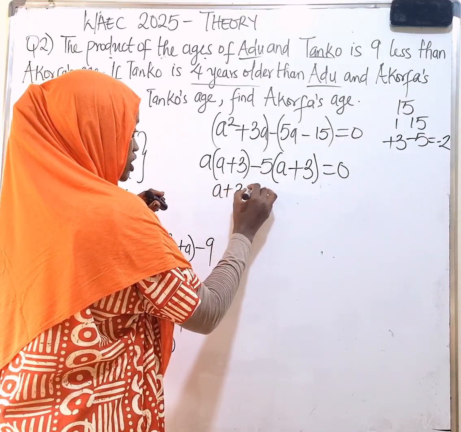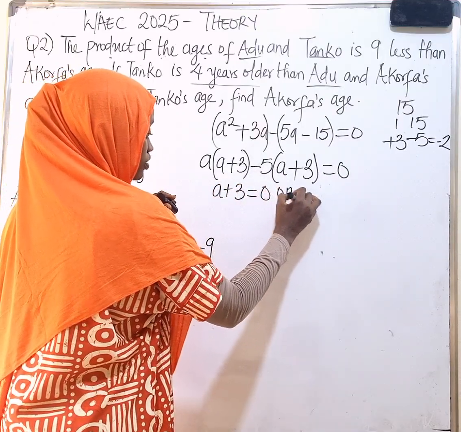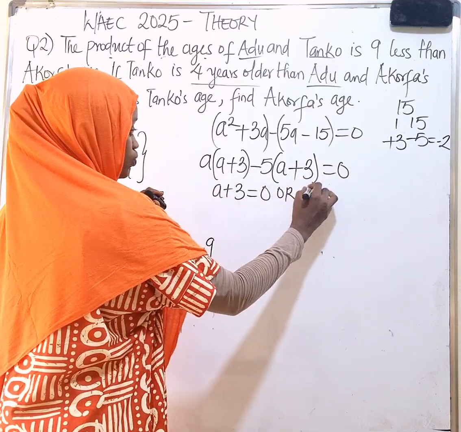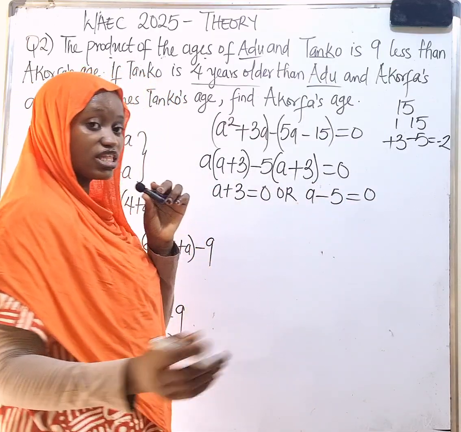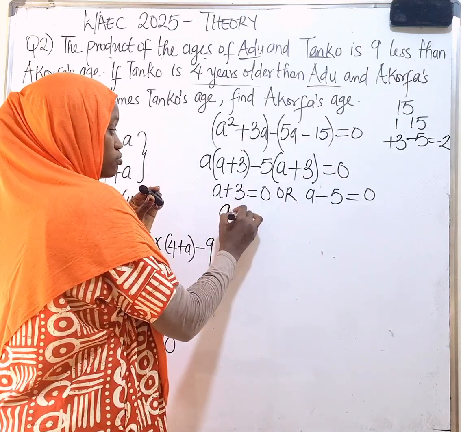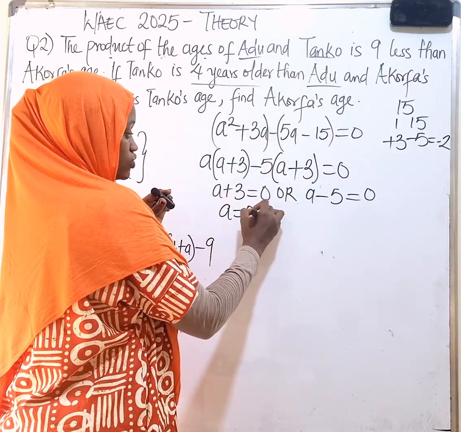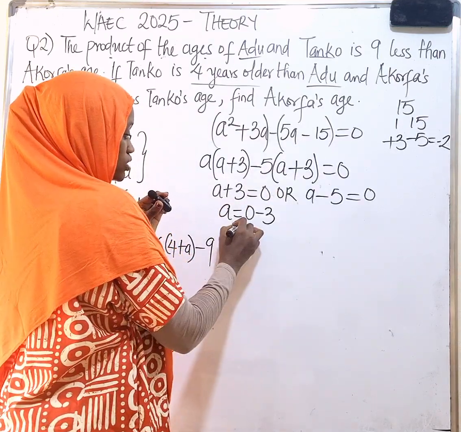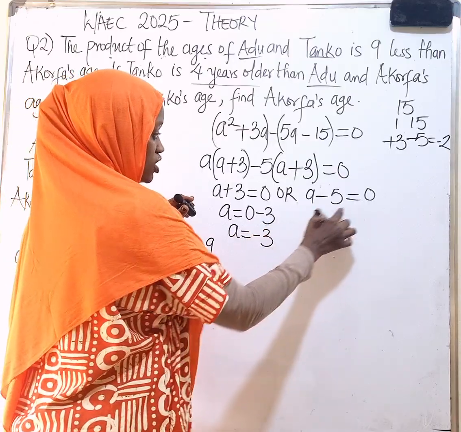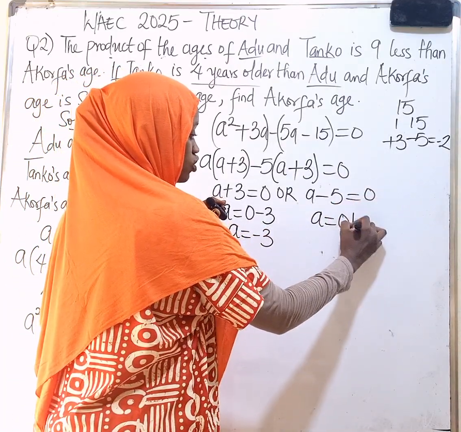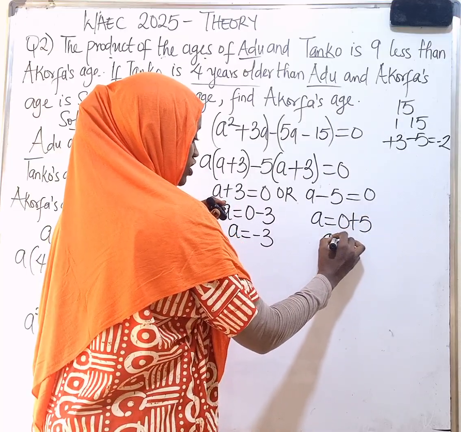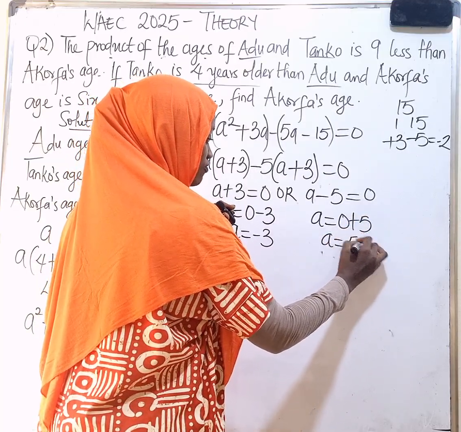So this is A plus 3 equals 0, or you pick the values outside the bracket, which is A minus 5 equals 0. So from here we can get the values for A. This becomes A equals 0 minus 3 because it crosses the equal sign. So we have A equals minus 3. And on the right hand side, we have A equals 0, minus 5 becomes plus 5. So we have A equals a positive 5.